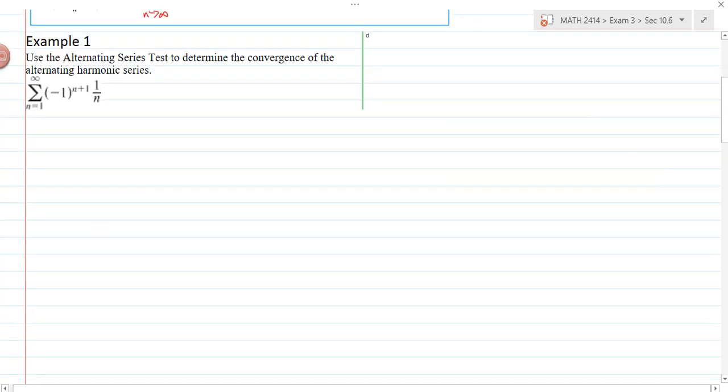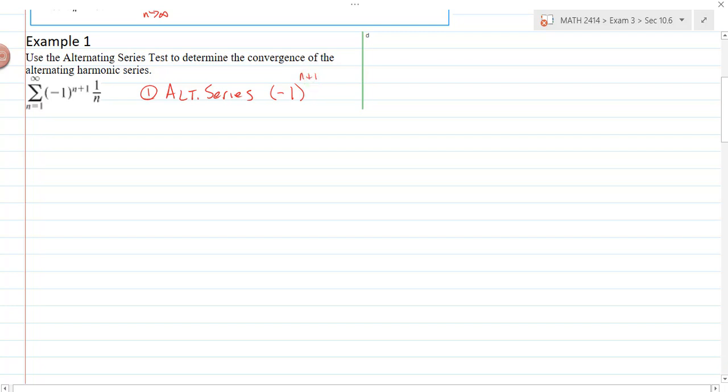In example 1, we're told to use the alternating series test to determine the convergence of the alternating harmonic series. The first thing you should notice or you should point out is that you do have an alternating series. On a test, if you're going to use the alternating series test, the first thing I want you to notice is that we do have an alternating series because we have negative 1 raised to the n plus 1.